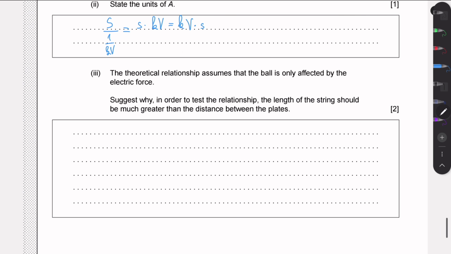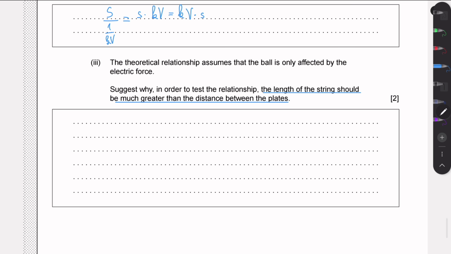And then in part 3, the theoretical relationship assumes that the ball is only affected by the gravitational force. We need to explain why the length of the string should be much greater than the distance between the plates. So I want to draw a diagram for this so that we can actually see what is happening here. So we need to see why the length of the string has to be much larger than the distance between the plates. So if we imagine here, let's just consider the forces that are acting here, right? So we have gravitational force, we have the electric force, and we also have tension in the string.